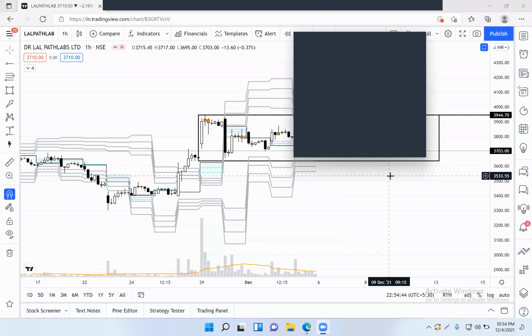So Mukul, yeah, sure. You have shown the entire session on a 1 hour time frame. So what about positional? Can we switch to the daily time frame and the concept will remain the same? Yes. See, wait, I will show you this thing.